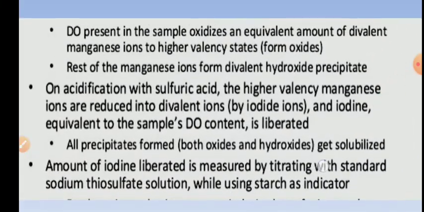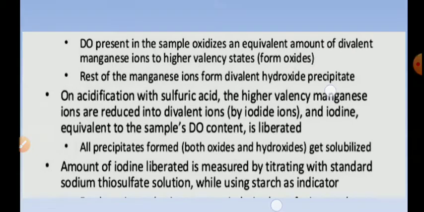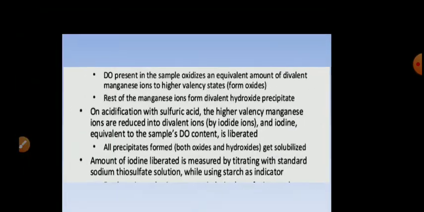Again, the DO present in the sample oxidizes an equivalent amount of divalent manganese ions to higher valency states and forms brown hydrated oxide. The rest of the manganese ions form divalent hydroxide precipitate. Upon acidification with sulfuric acid, the higher valency manganese ions are reduced to divalent ions, and iodine equivalent to the dissolved oxygen content in the sample is liberated. This liberated iodine is measured by titrating with standard sodium thiosulfate solution and starch as indicator.